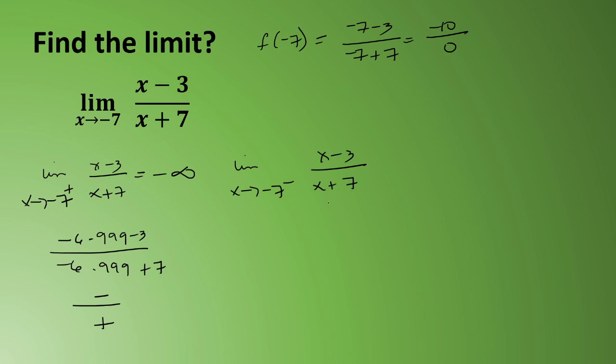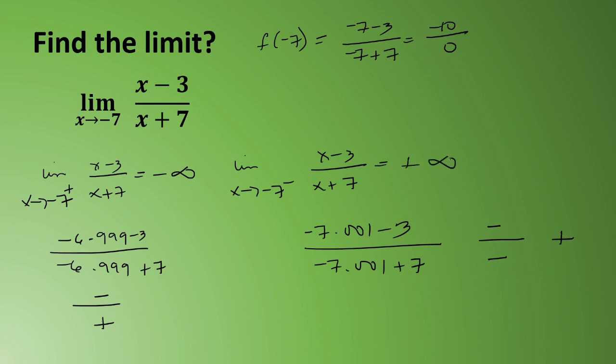For the limit from the left-hand side of negative 7, let us assign negative 7.001 minus 3 over negative 7.001 plus 7. Negative divided by negative is positive, so this is positive infinity. Therefore, our answer to this question is D and E, or does not exist.